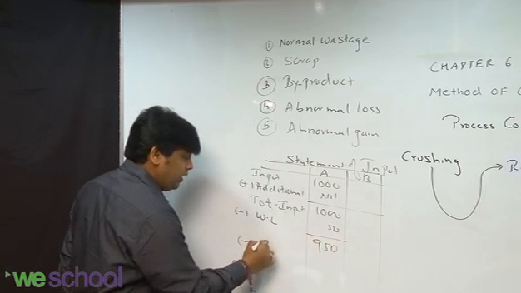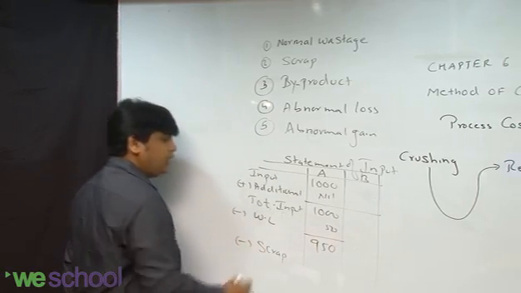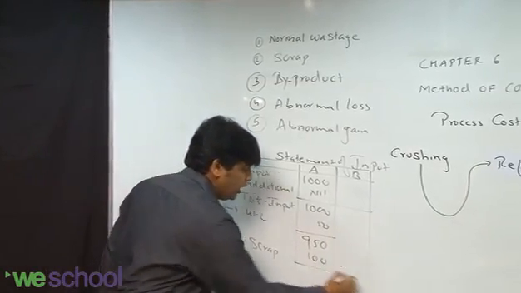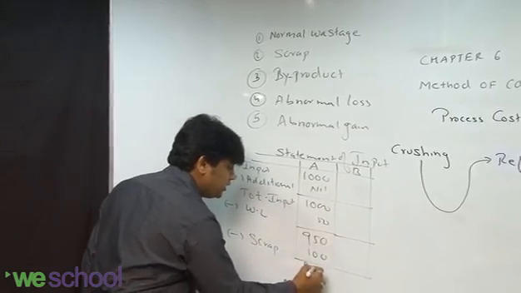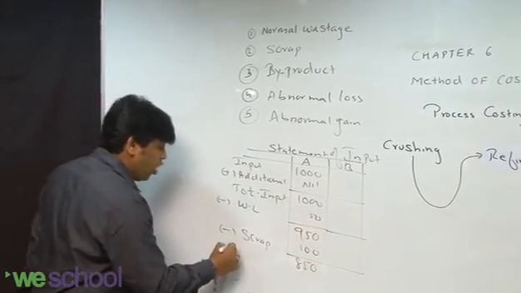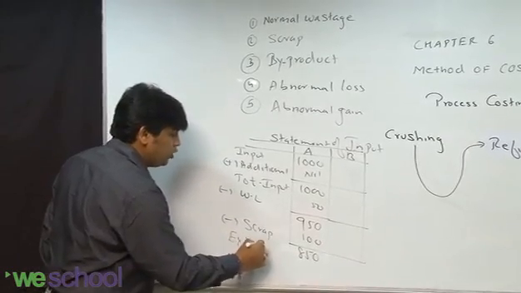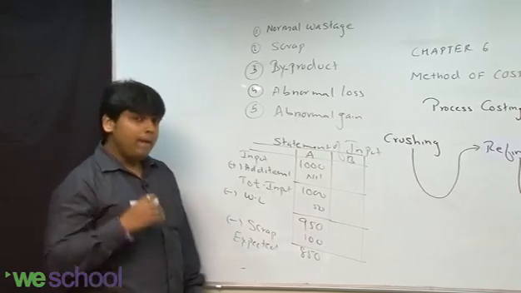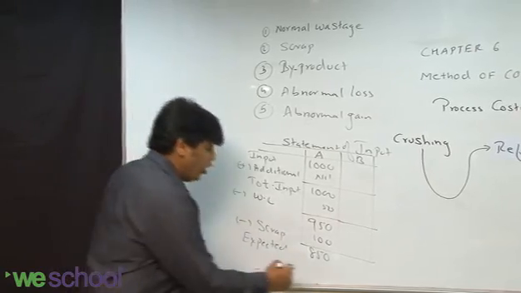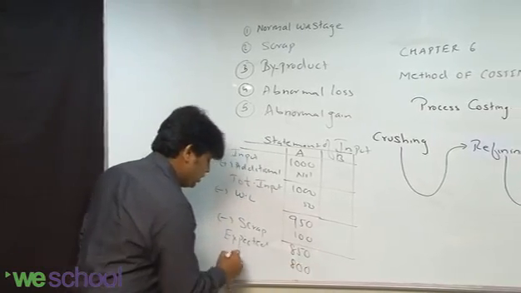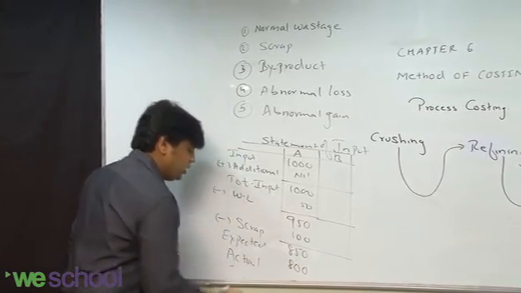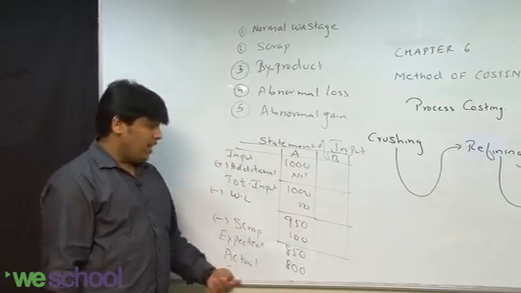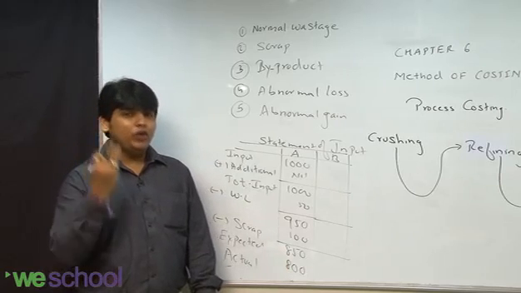Then the company has 10% scrap, which is 10% of the total input, that is 100. So according to past experience, my expected output should be 850 tons. But when I actually produce, I get 800 tons of production. This was the expected output, and this is my actual output. So there is a loss of 50 units.